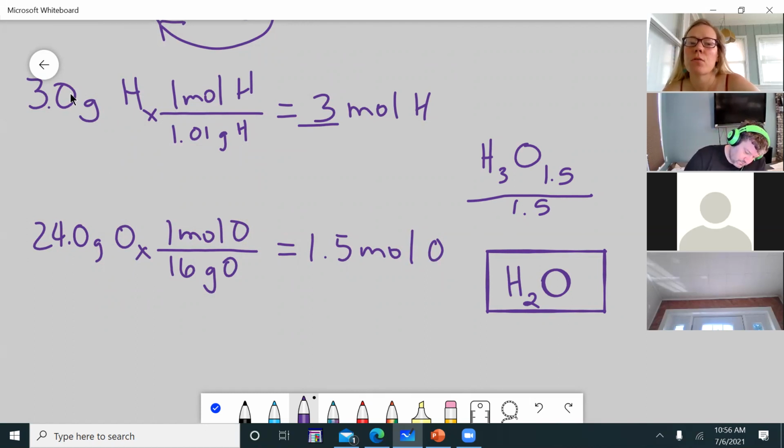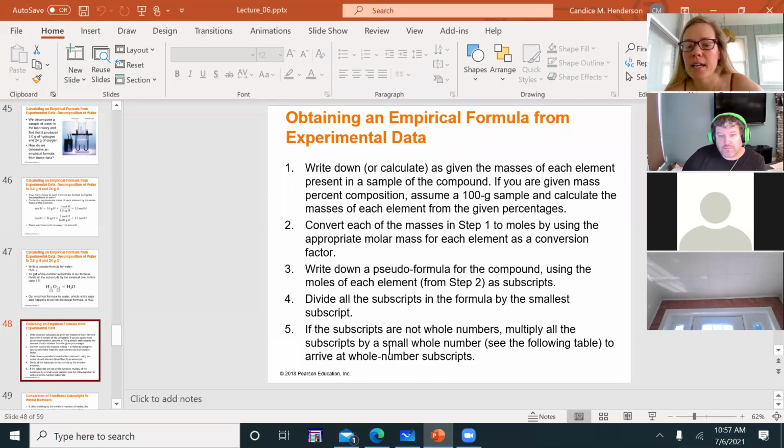So you first write out everything as a gram. If it's a percentage, write it as a gram. Convert it to moles, hope you get whole numbers. If you don't get whole numbers, divide by the smallest decimal and hope you get whole numbers. Okay. If you don't get whole numbers after that, like let's say we still had a decimal hanging around, we can do one final thing here.